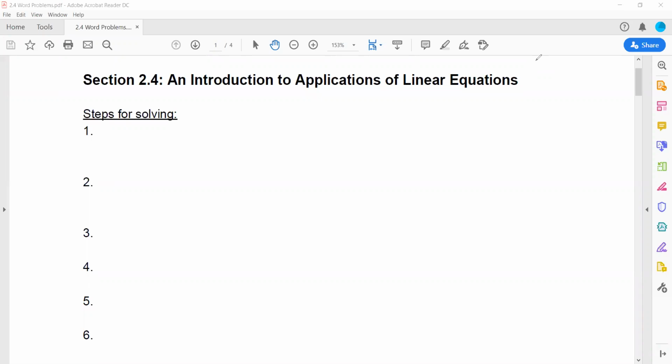So first things first, since this is a bunch of application problems, let's go through the steps that you should generally follow to solve these. The first one seems kind of obvious, but it's really important that you read and understand the problem before you get started on anything. So we want to know what kind of information we're given, and we want to figure out what we're looking for.